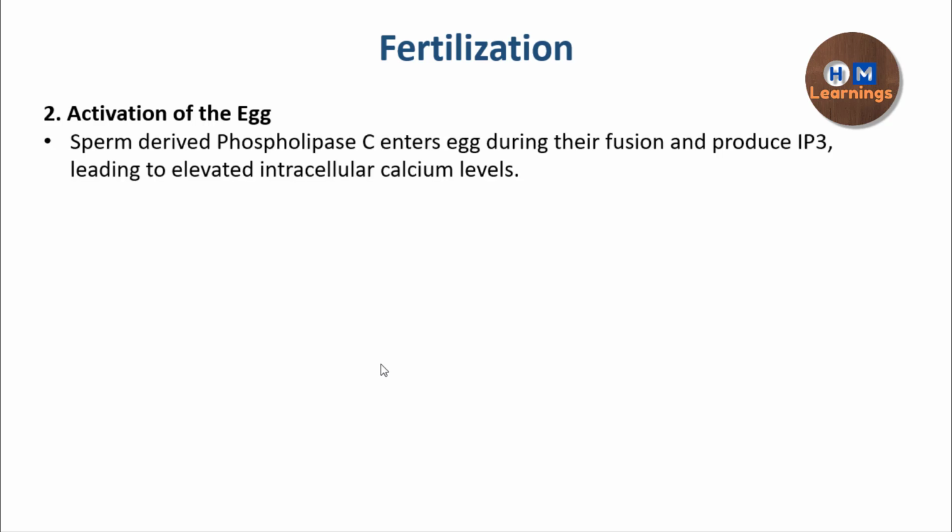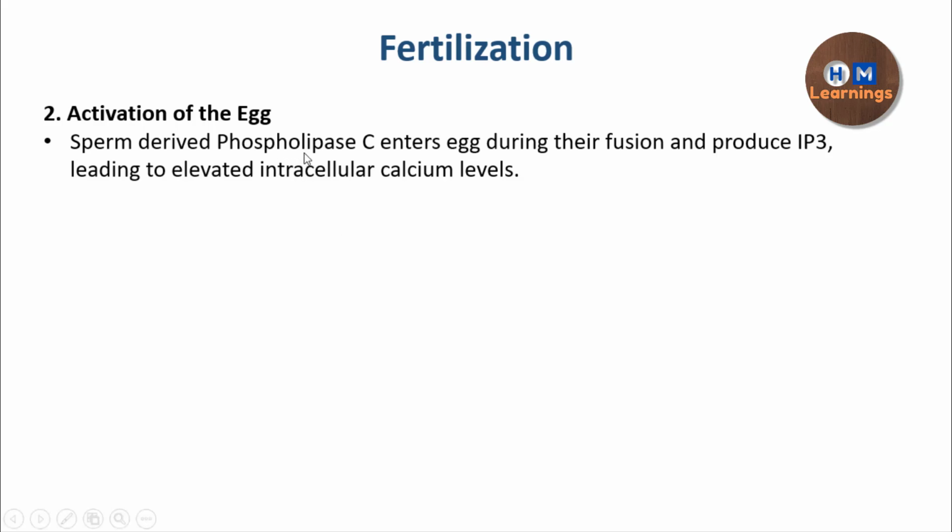Now we move on to the activation of the egg. So what does the activation of the egg mean? There are three things which are going to happen when the activation of the egg occurs. First thing is that there is the cortical granule reaction. We will see what the cortical granule reaction is. Second thing, there will be resumption of meiosis. Third thing is that there will be initiation of the maternal mRNA translation and the fusion. So how does that happen?